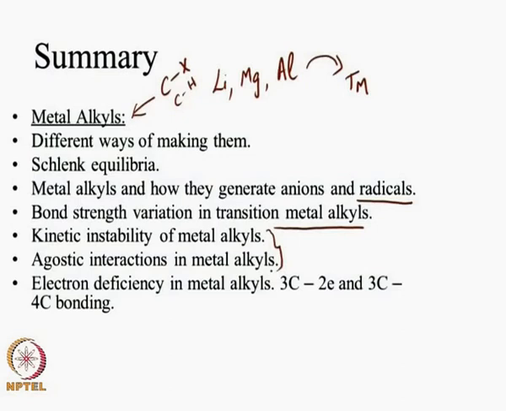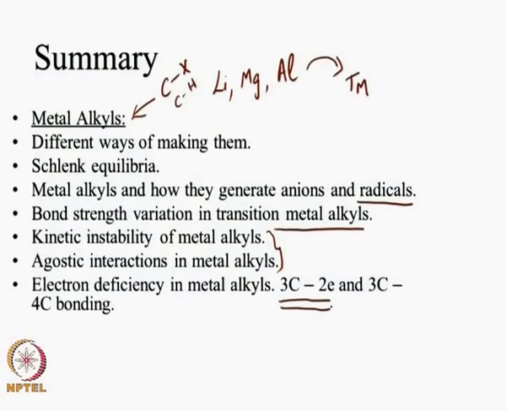Lastly, we encountered 3 center 2 electron bonding in many situations, and you can also have 4 center 2 electron bonding as well. These complicated interactions make the structures of metal alkyls fairly interesting from the theoretical standpoint. So, metal alkyls are fundamental in organometallic chemistry and are used extensively, and we will look at some of the chemistry in future lectures.